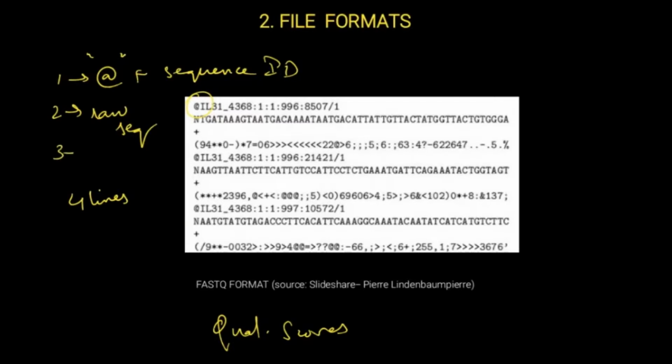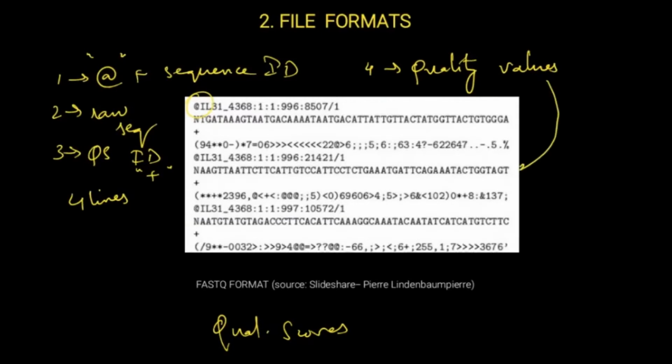The third is the quality score identifier, which begins with a plus character. It may have the same sequence identifier and any description, just like the first line. The fourth line is the quality values for the sequence in the second line. The number of characters in this line should match the ones in the second line.